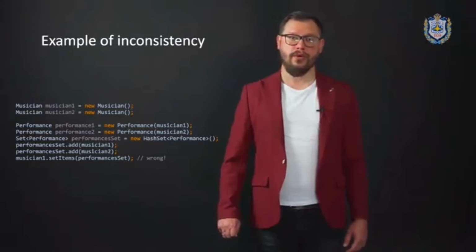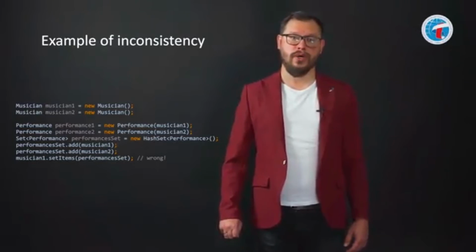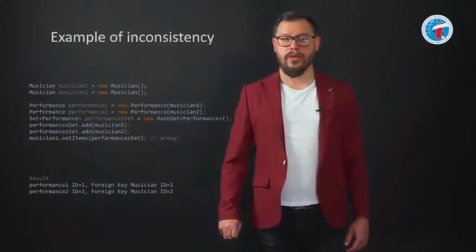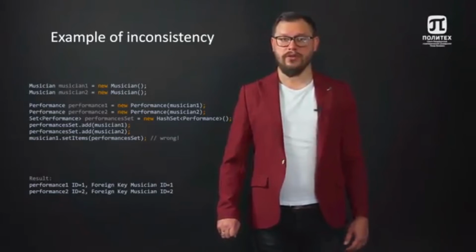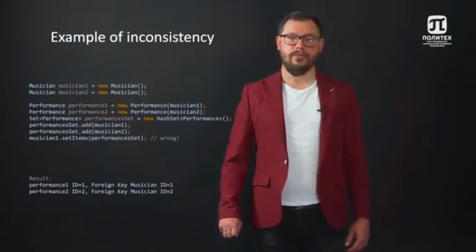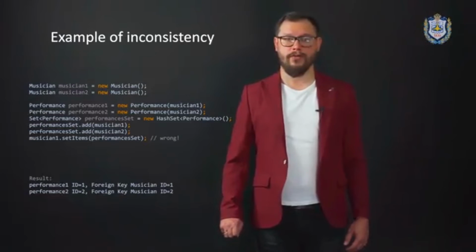At the same time, we also annotate the performance musician field with many-to-one, making performance the owning side. In our example, the performance-to-musician reference is more important and will save the performance-to-musician reference to the database. It's also possible to mark the one-to-many side as the owning side and the many-to-one side as the inverse side, although it's not a recommended practice.